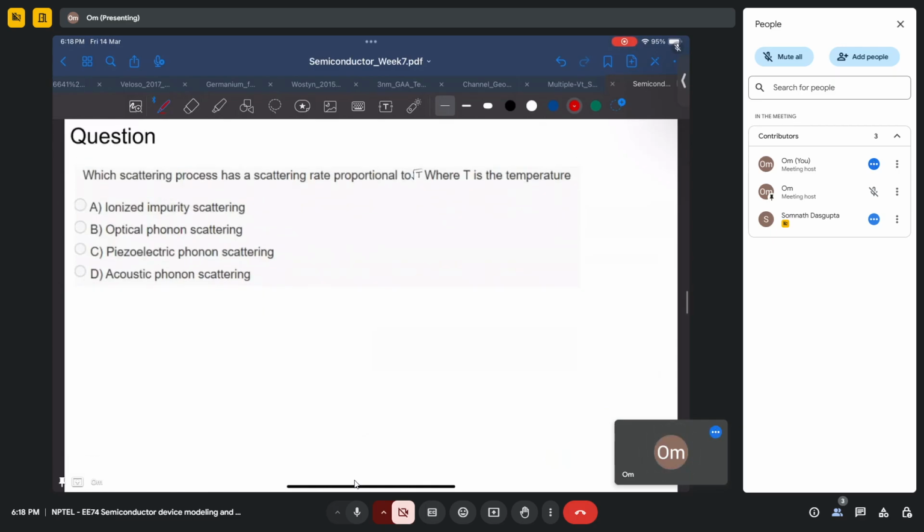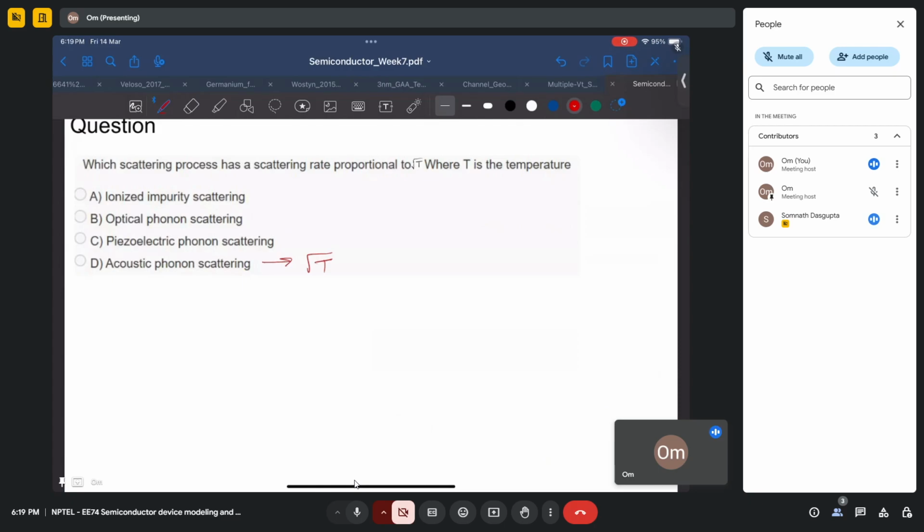Next one. Right. For acoustic phonon scattering, it is root T. And for this one it is 1 by root T. So your answer is D.